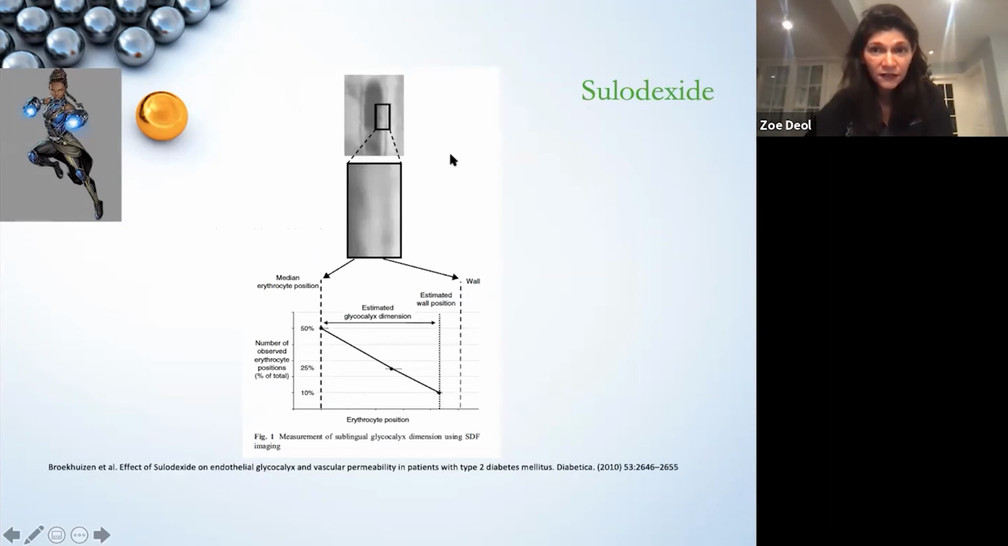You see here, this is side stream dark field imaging, but this is a vein wall. These black things are red blood cells, and there's a white strip between the red blood cell and the vein wall. That white strip is the glycocalyx. If you look closely, you'll see there's a certain thickness of the glycocalyx. So that's how we can measure it.